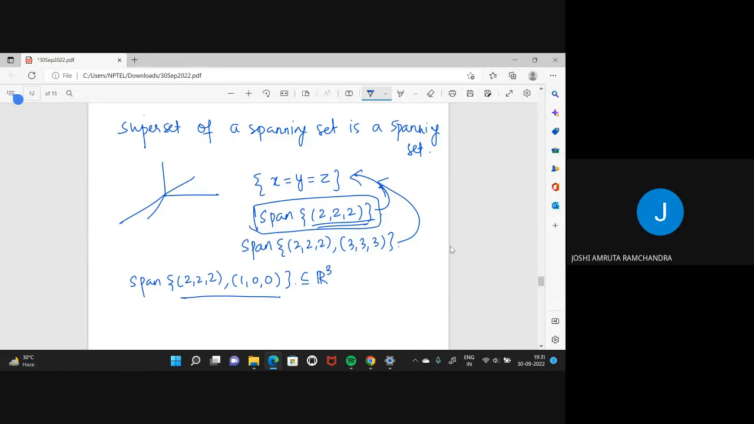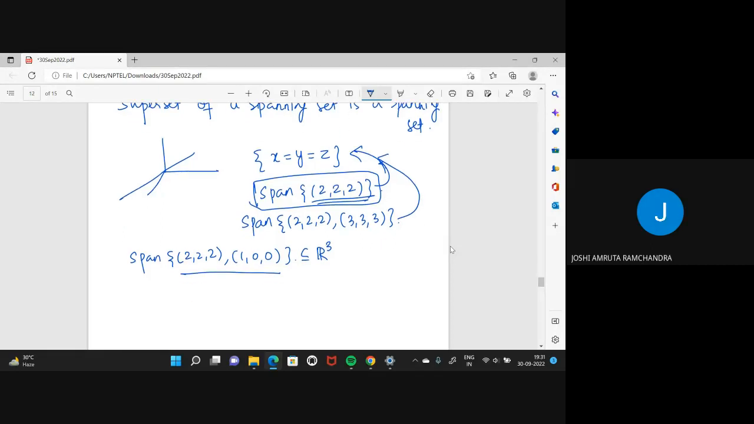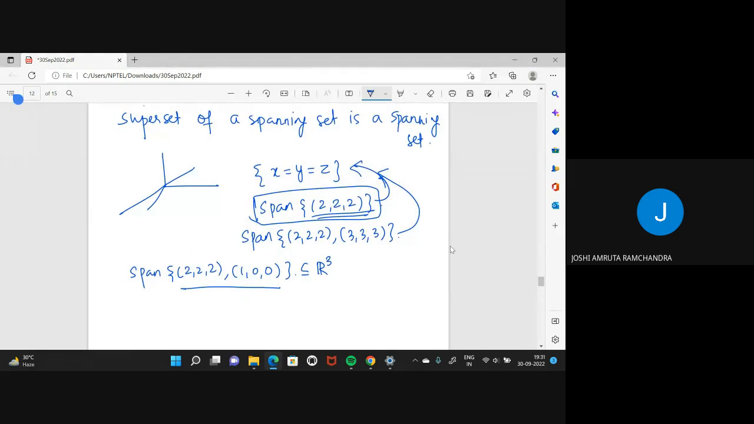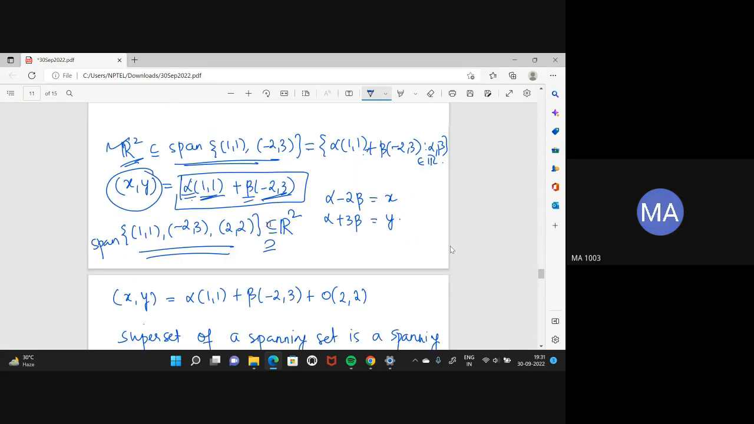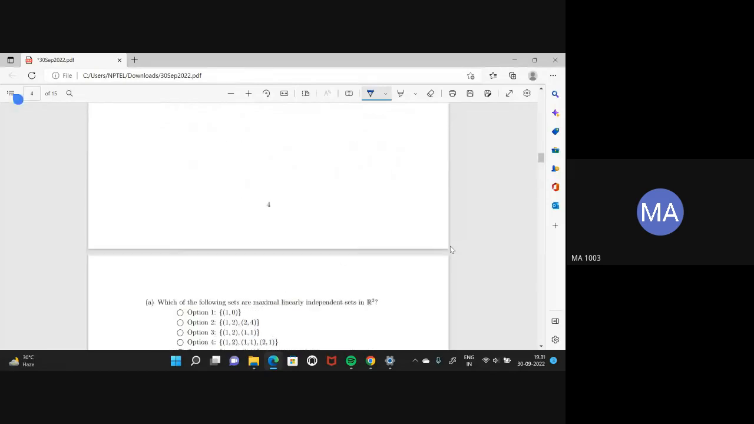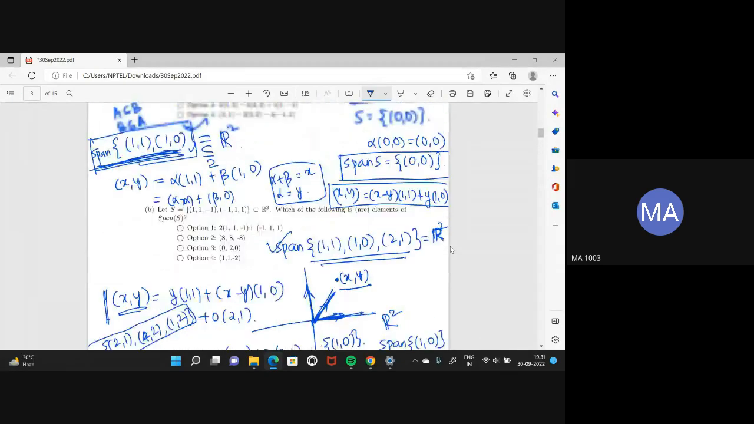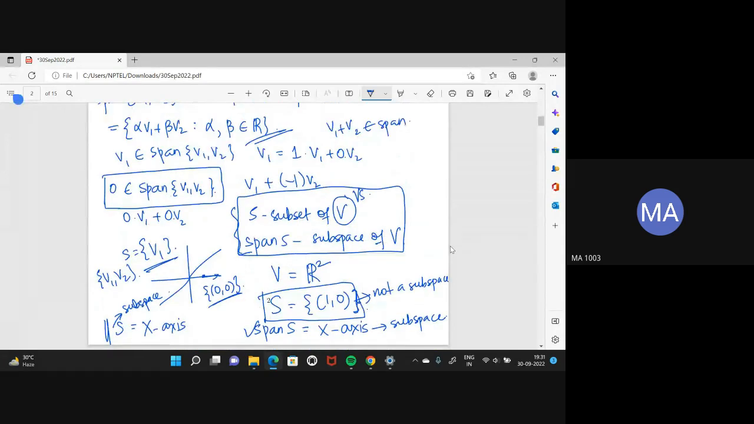Madam, I'm not getting that passing through the origin. Which one? You said we will get a plane in R3 which is passing through the origin. Do you agree that the span of a set is a vector space? I had written earlier, no? The span of any set is a subspace. Here, you agree? S is a subset of a vector space. S is any subset. The span of S is always going to be a subspace.